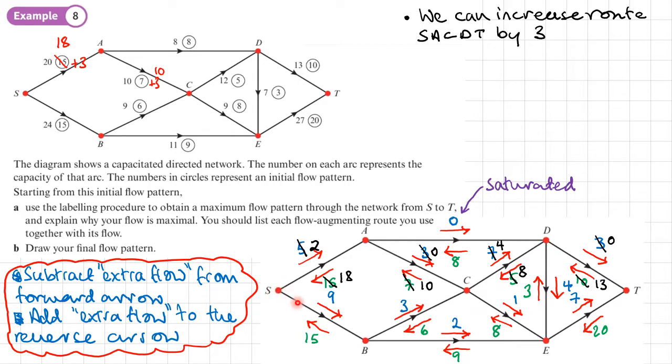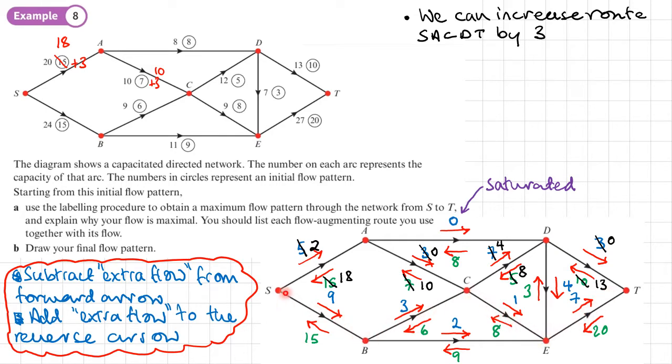Now let's say, for example, I go along here, so I can increase this by 9, this by 2, and then this by 7. So if I did S, B, E, T, the maximum I can increase the flow by is going to be 2 because you've got 9, 2, and 7. Okay, if I went, let's say, for example, S, B, C, E, T, 9, 3, 1, 7. So this route would only increase by 1. Are there any other routes?